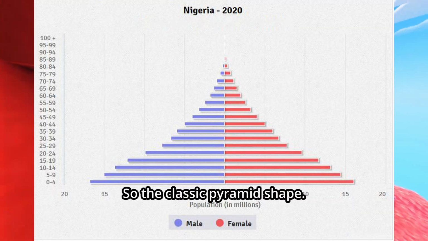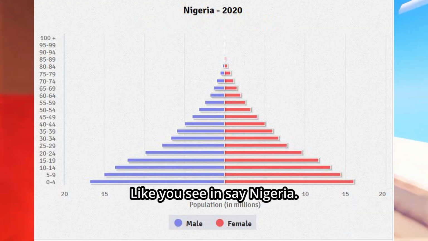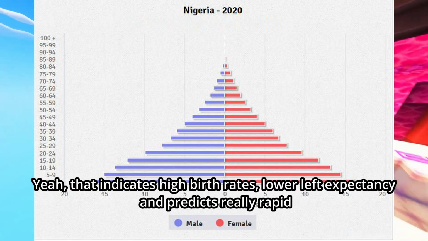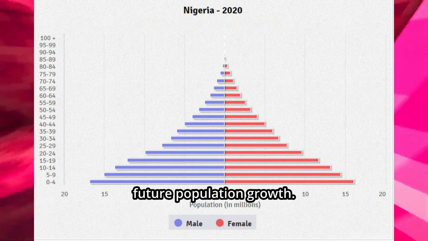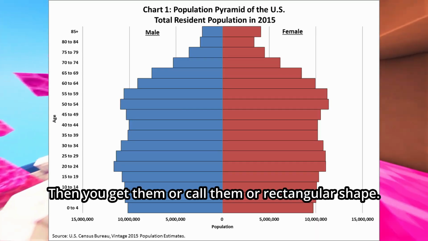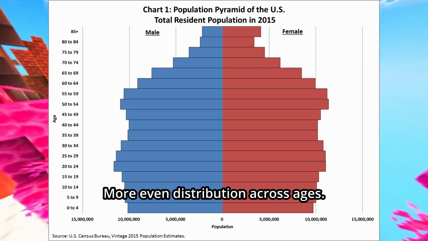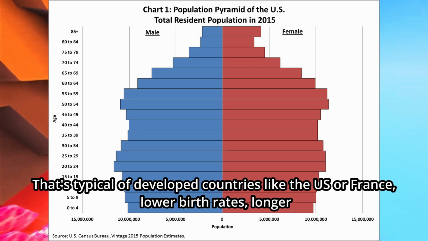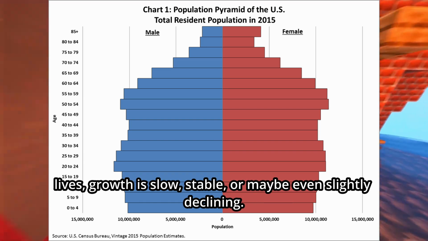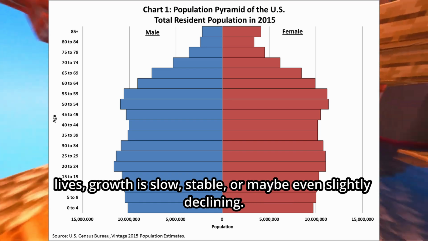So the classic pyramid shape, like you see in, say, Nigeria. Yeah, that indicates high birth rates, lower life expectancy, and predicts really rapid future population growth. Developing nations often have this shape. Then you've got the more column or rectangular shape, more even distribution across ages. Right. That's typical of developed countries like the US or France. Lower birth rates, longer lives, growth is slow, stable, or maybe even slightly declining.